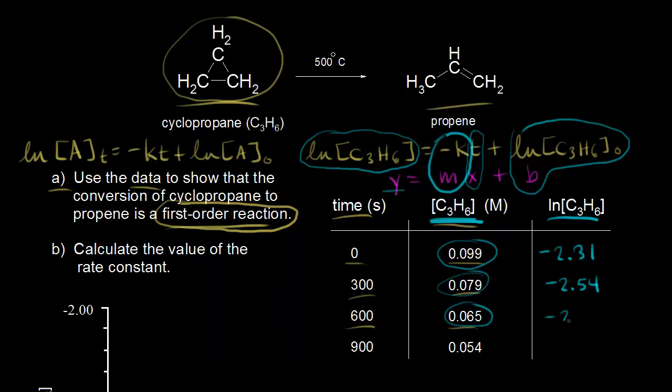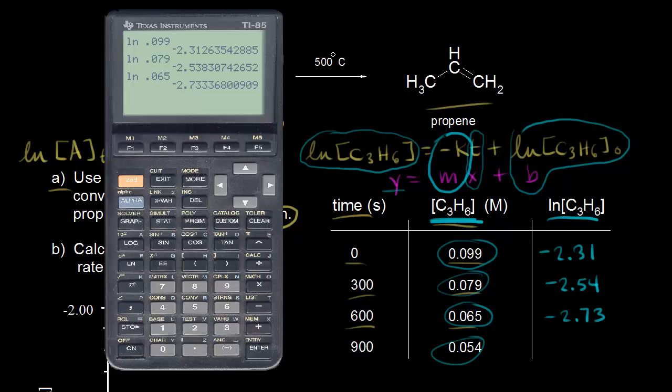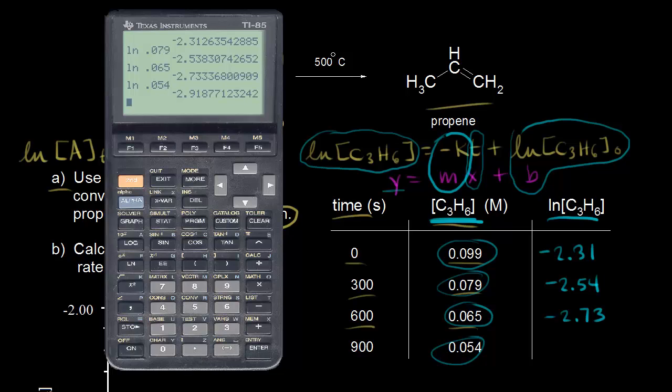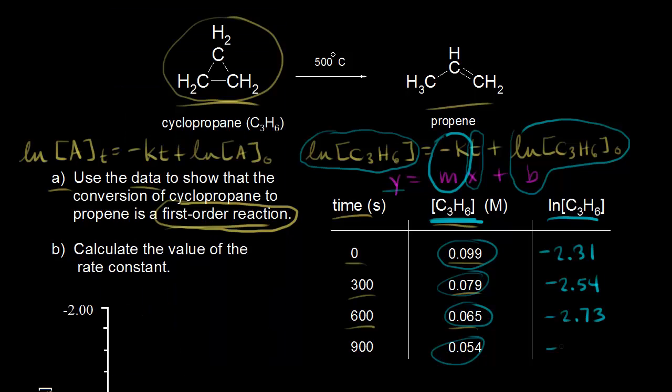So this is negative 2.73. And then one more: the natural log of 0.054 is equal to negative 2.92. So we have negative 2.92. Now we're going to plot the natural log of the concentration of cyclopropane on the y-axis, and time on the x-axis.